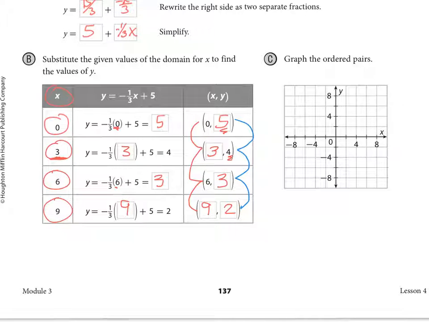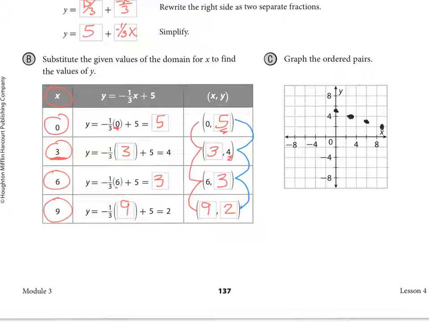So we plot the point (0, 5). Pay attention to your scale. Again, right here in this particular graph, each line is a value of 2, not 1. So as you plot the points, be aware of that. So we have x is 0, y is 5, so that's going to be right here in the middle. Then we have x is 3, which would be in the middle between 2 and 4, and then up 4, so we're right there. Then we have the point (6, 3), and then we have the point (9, 2).